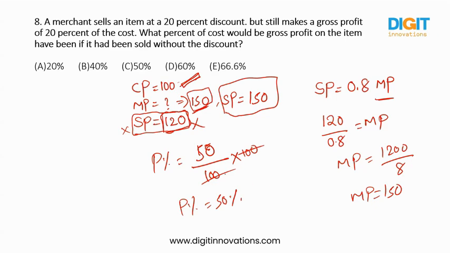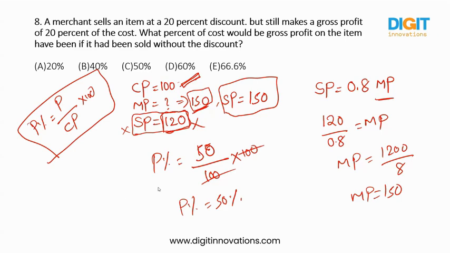So profit percentage equals going from 100 to 150. That means the profit you will get is 50 rupees by cost price into 100. The profit percentage formula is profit by CP into 100. This is the profit percentage formula. So I hope you are clear.